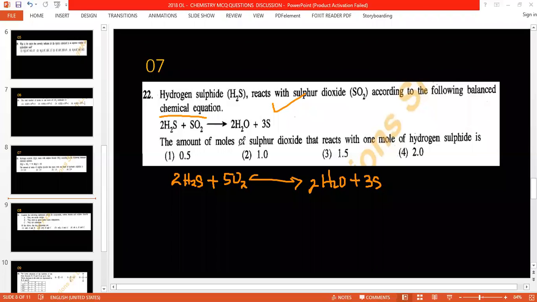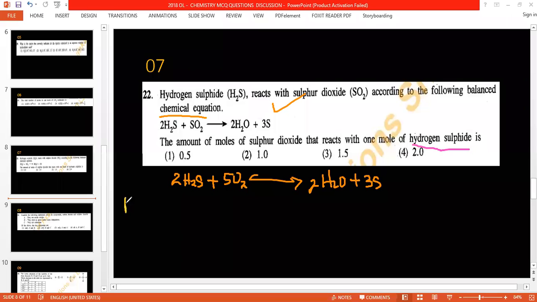The amount of moles of sulfur dioxide, this is the one. Sulfur dioxide that reacts with 1 mole of hydrogen sulfide. Right? The ratio comes again. Look at this ratio now. The amount of moles of sulfur dioxide that reacts with 1 mole of H2S. The answer is very easy. Let's see. It's balanced, no? So come to the ratio.